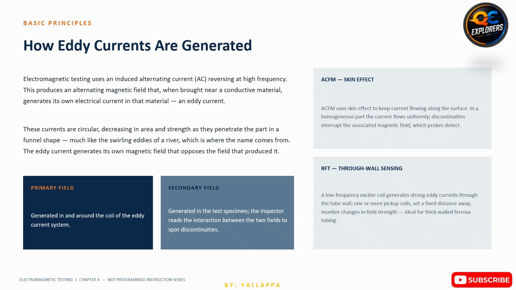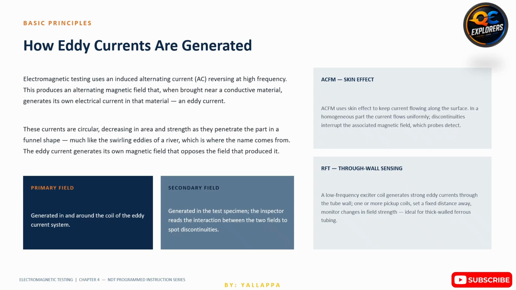When the energized probe is placed close to a conductive material, the changing magnetic field penetrates the surface and induces circulating electrical currents within the material. These circulating currents are called eddy currents because they resemble the swirling motion of water in a river. These eddy currents do not flow randomly. They form closed circular paths that are strongest at the surface and gradually decrease in strength with increasing depth due to the skin effect. As eddy currents circulate, they generate their own magnetic field, called the secondary magnetic field.